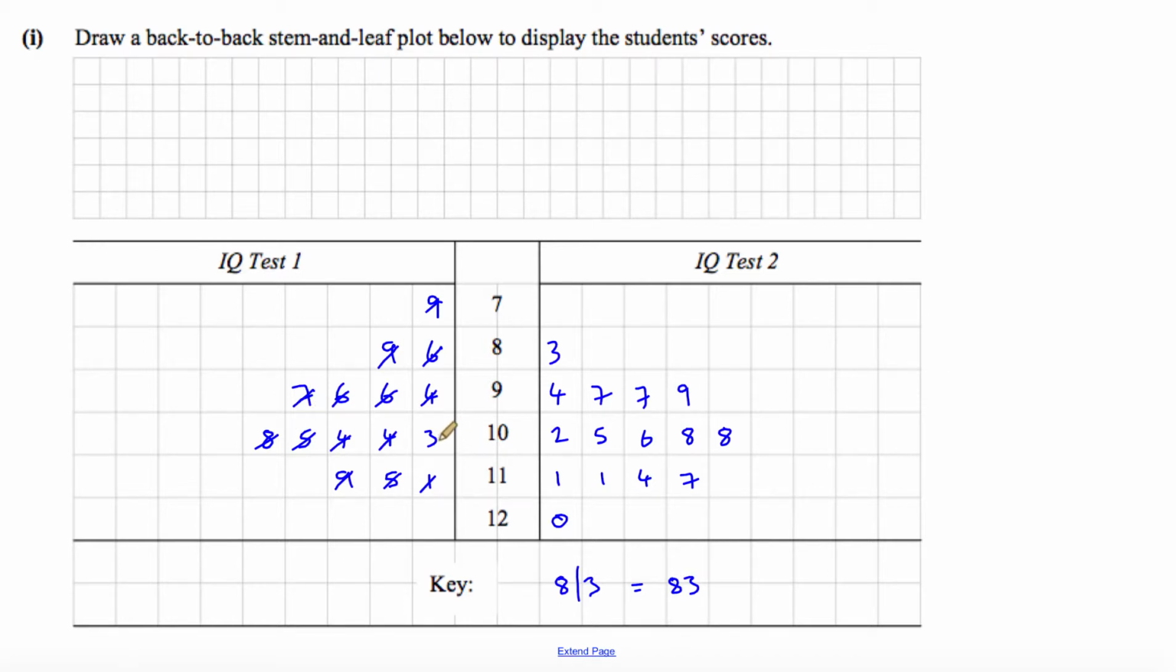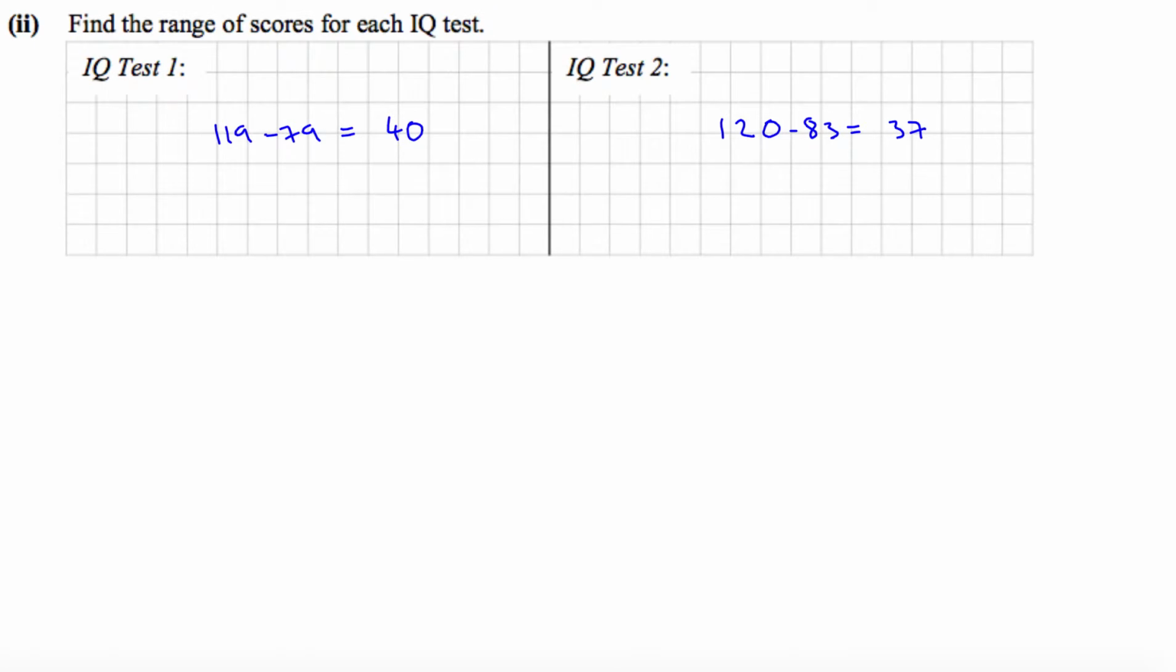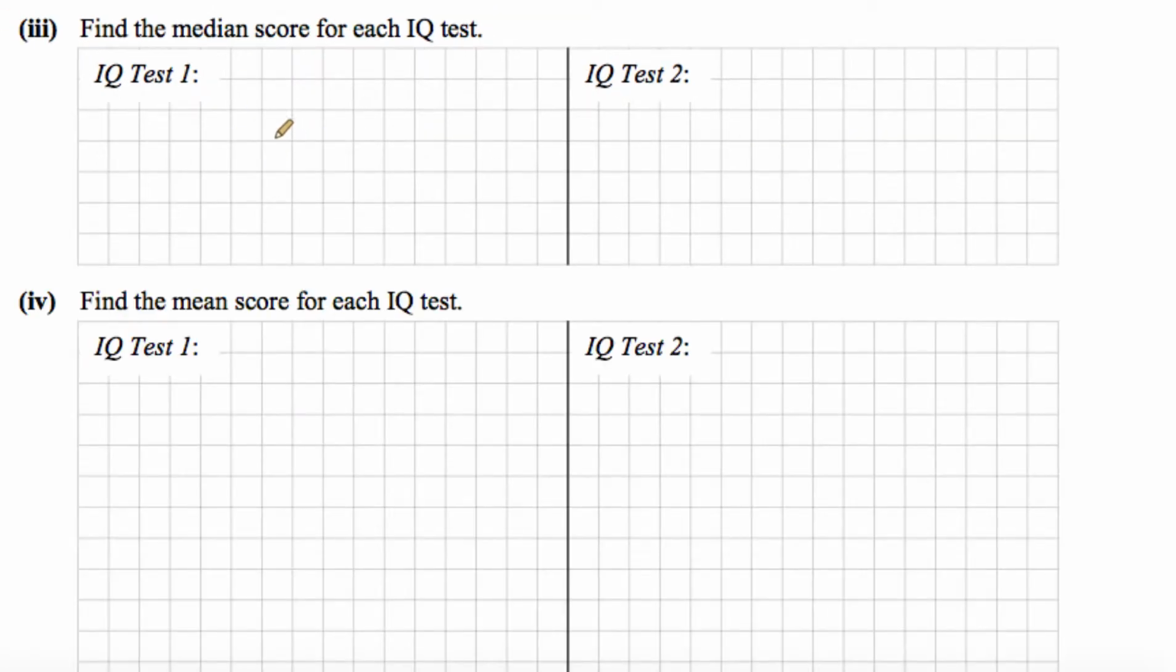So I can see there that my median, my middle number, is 103. Because I started with the biggest, I finished with the smallest. So that's not 3, by the way, that's 103. So 103 is the median for IQ test 1.